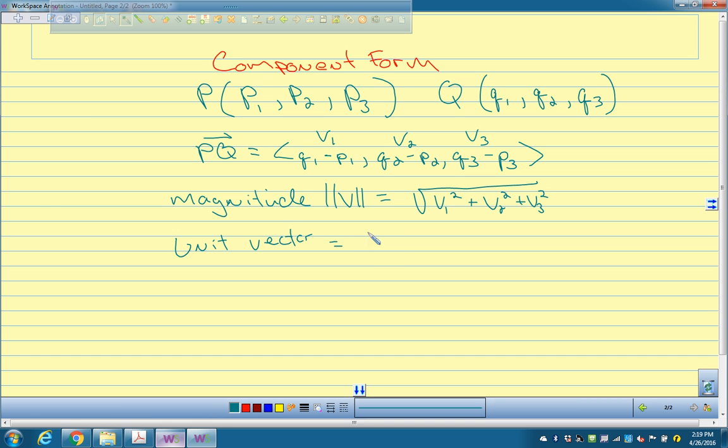So you would take the vector and you would divide it by its magnitude. So, for example, let's kind of put this all together.